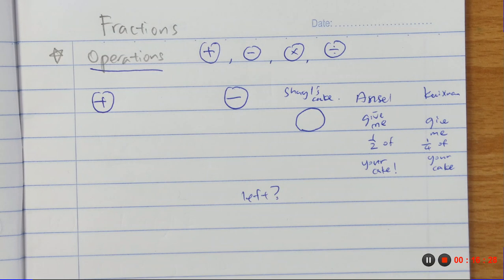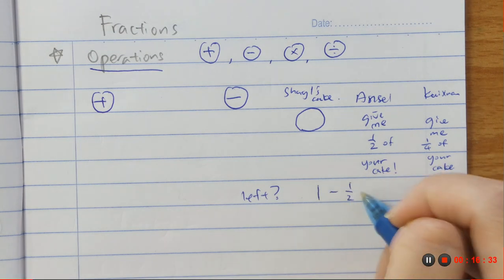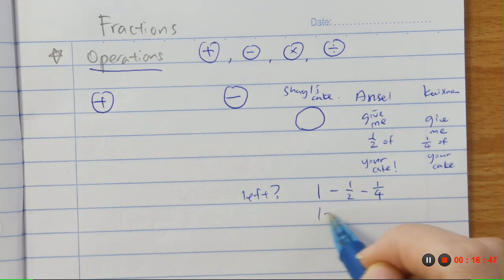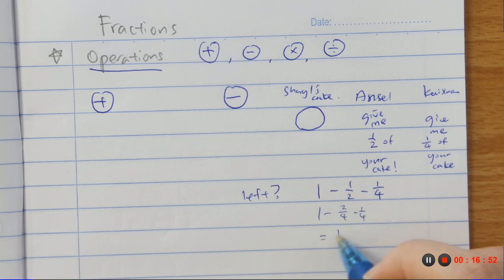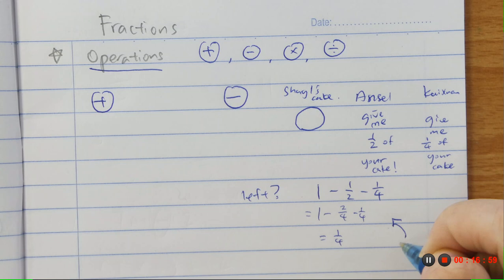Is it easy to solve? Okay. One whole cake minus Ansel's half minus Kai Xuan's 1/4 equals 1/4. Is it difficult? Not very difficult. I can do it by various ways, draw, or I can convert to equivalent fraction. 1 minus 2/4, then minus 1/4, left with 1/4. Simple, right? Skill needed: being able to find equivalent fractions.